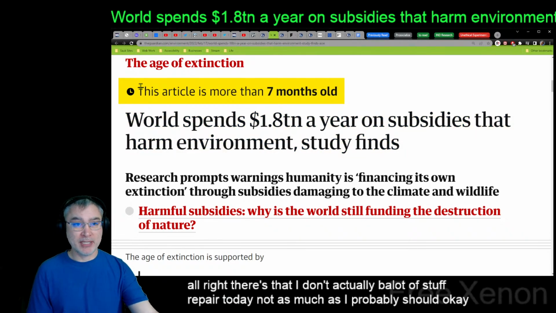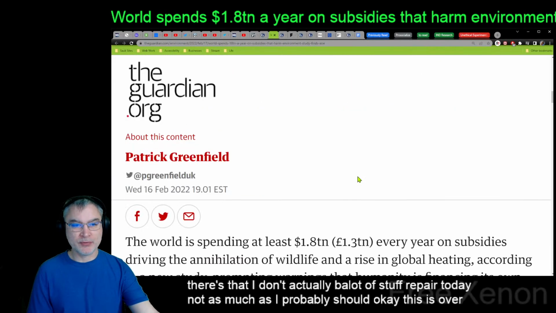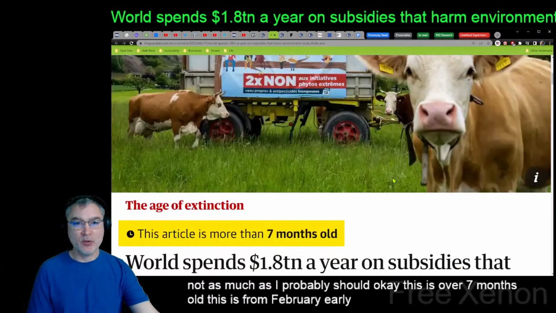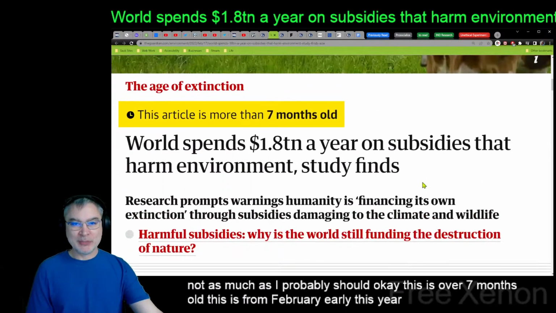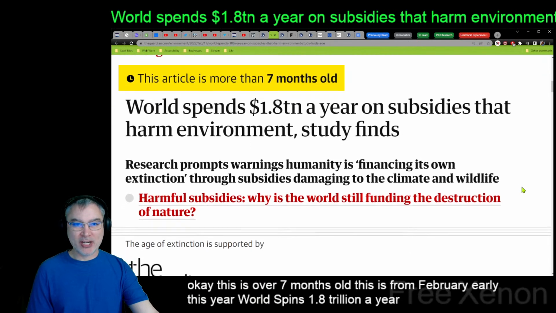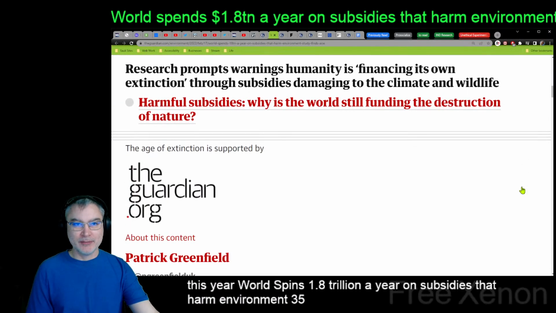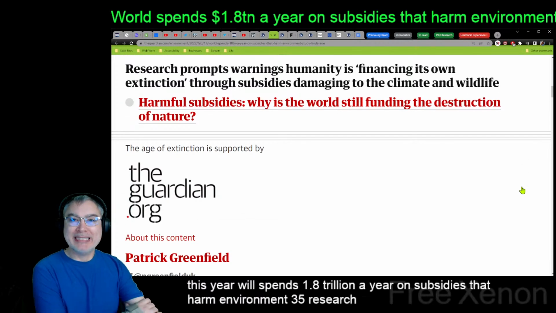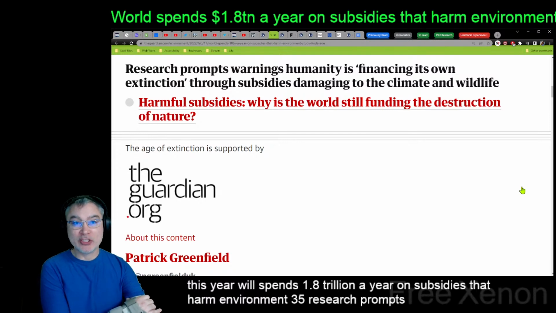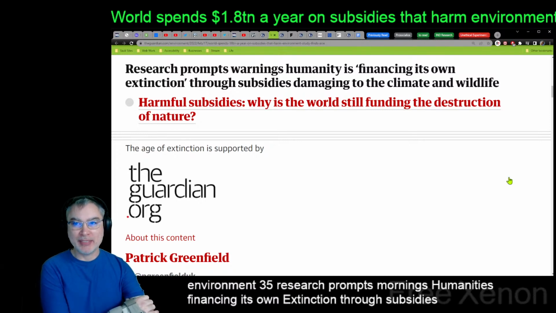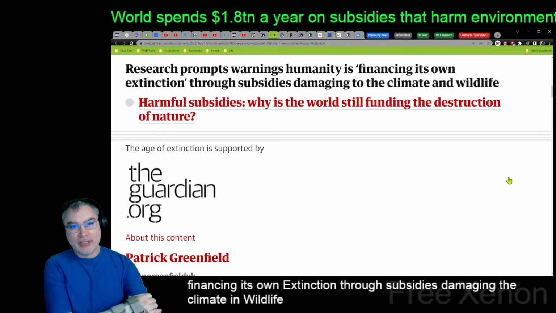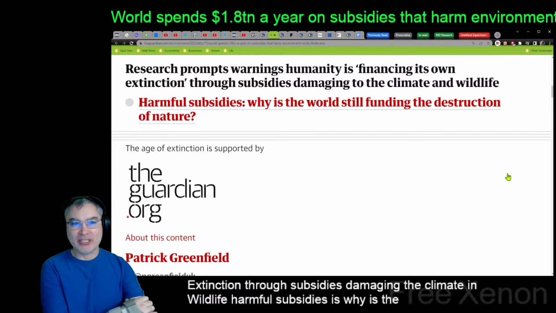Okay, I'm glad they're telling this. Over 7 months old. This is from February, earlier this year. World spends $1.8 trillion a year on subsidies that harm environment, study finds. Research prompts warnings. Humanity is financing its own extinction through subsidies damaging the climate and wildlife. Harmful subsidies: why is the Earth still funding the destruction of nature?